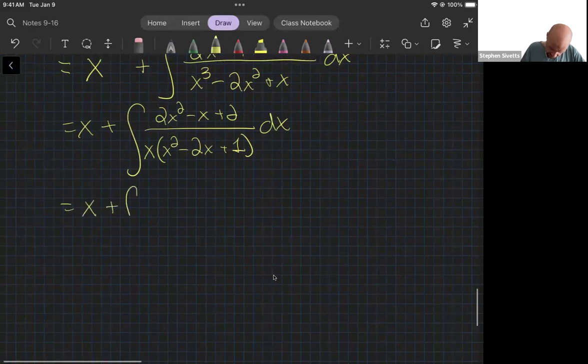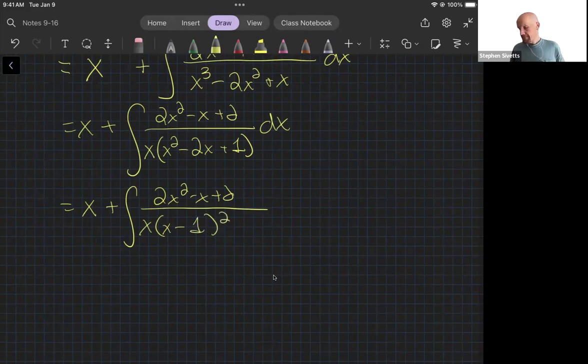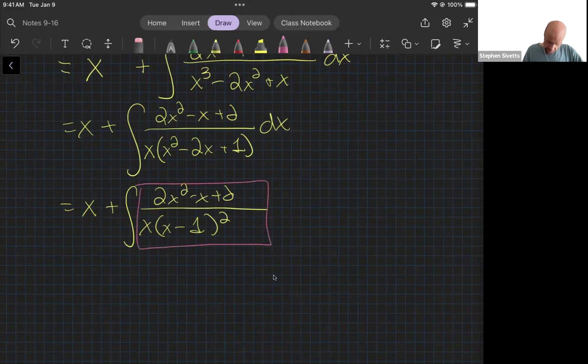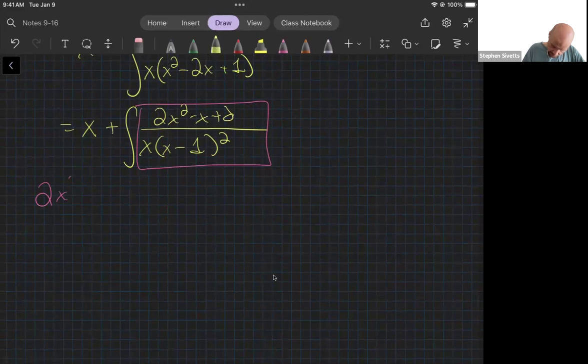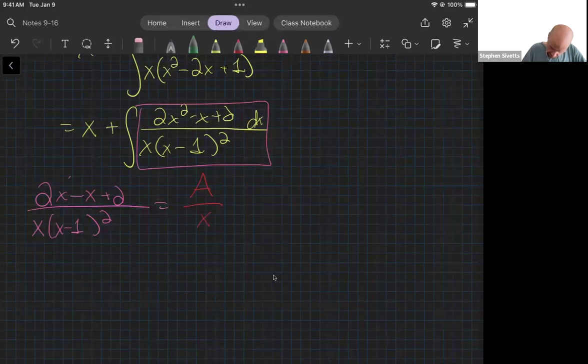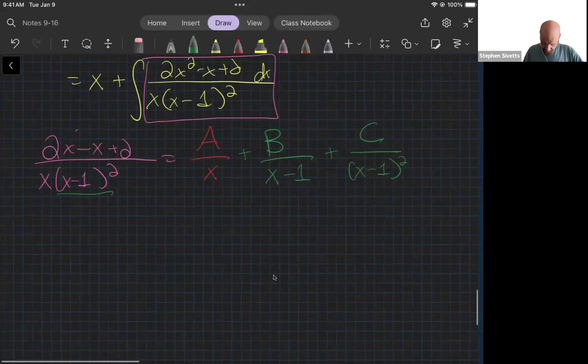And this equals x plus the integral of 2x squared minus x plus 2 over x times (x minus 1) squared, right? So we have one simple linear factor of x equals 0 and a repeated factor of x equals 1, right? So we want to use partial fractions decomposition for the term in the integral here. So (2x squared minus x plus 2) over x times (x minus 1) squared equals, one of them is A over x, plus, we'll take care of the (x minus 1) squared term, B over x minus 1 plus C over (x minus 1) squared, right? Okay.